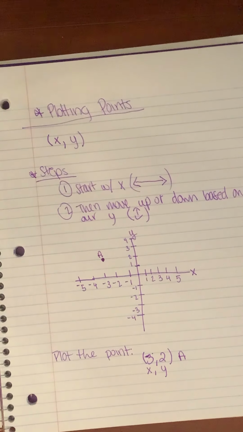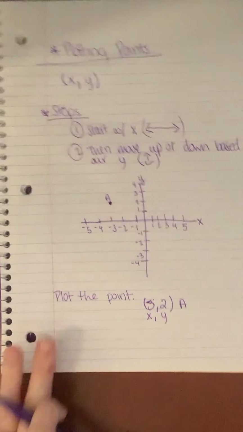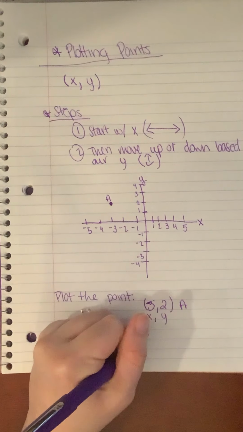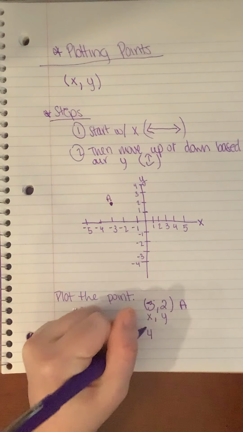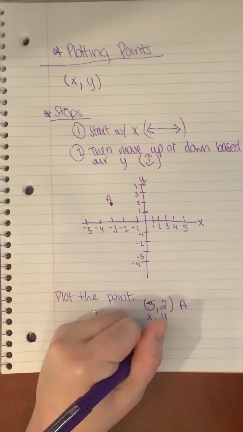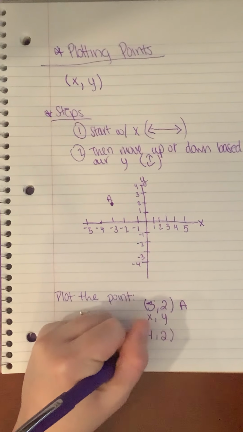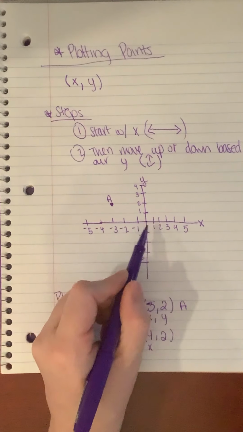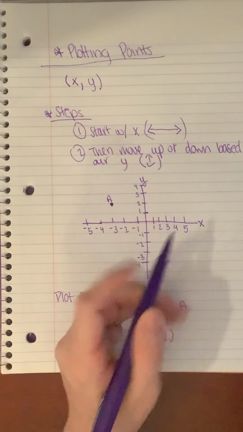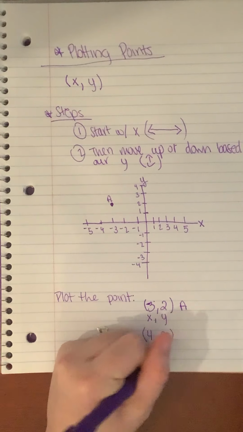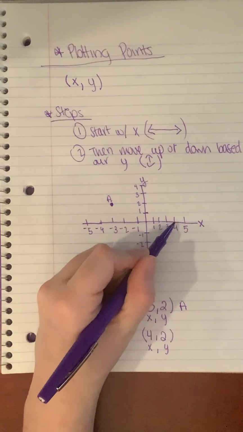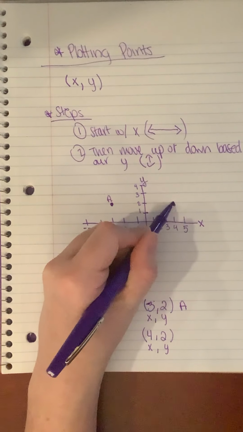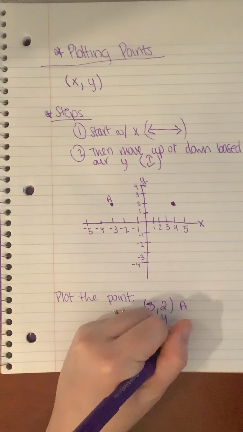Let's try plotting another point. This time, let's plot the point (4, 2). I don't know why, but I'm liking these twos. So again, our 4 is on our x-axis, and I'm going to find where +4 is. Now I need to take a look at my y-axis, and it's 2, so I'm going to go to my 4, go up to my 2, and plot the point. Let's call this B.